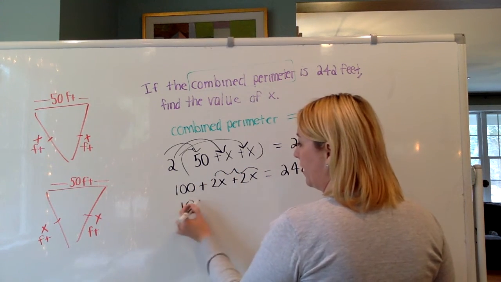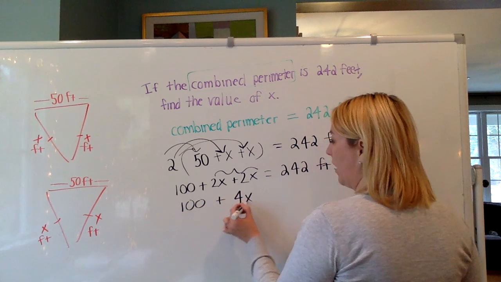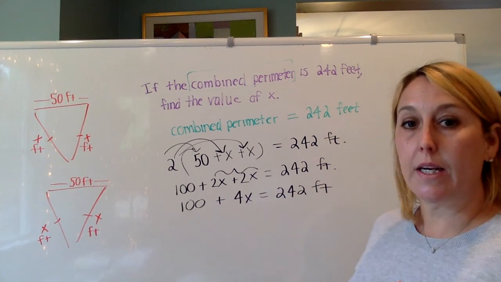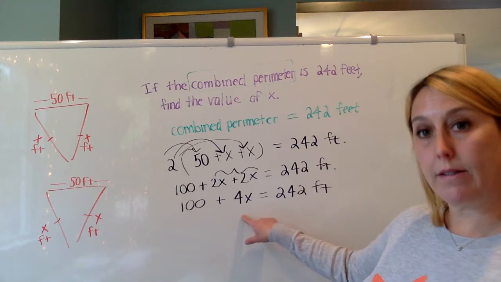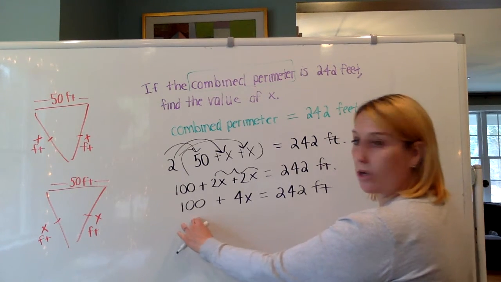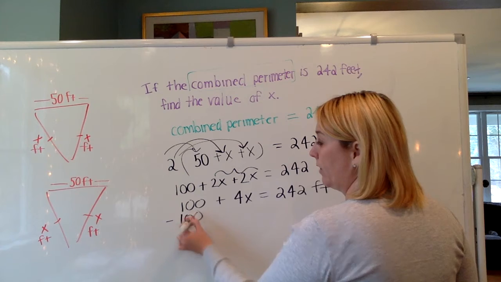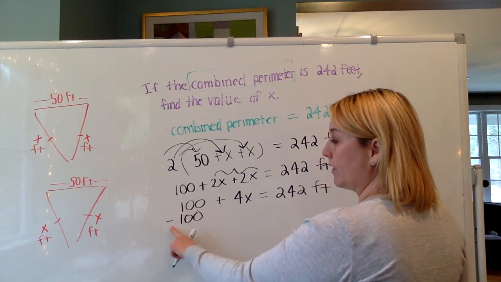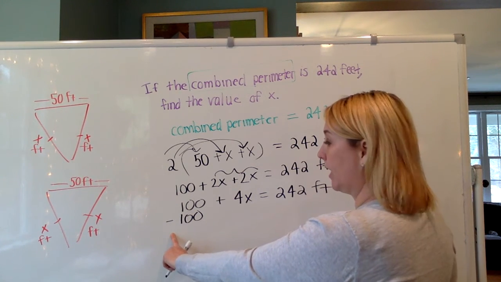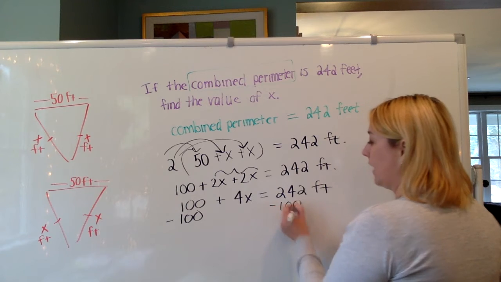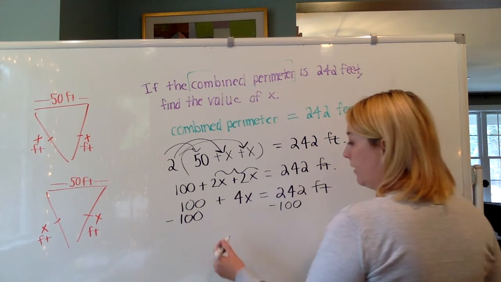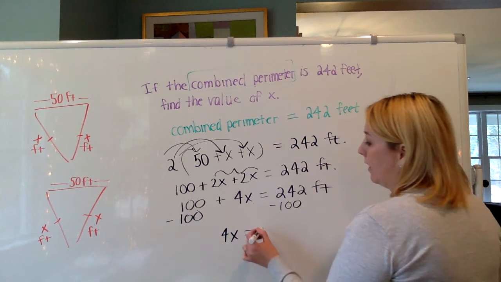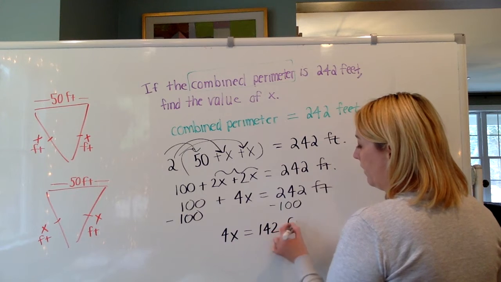Now I know I can combine like terms here, right? So I have 100 plus 4x equals 242 feet. Now remember, the name of the game is always about isolating the variable. So I want to get rid of this constant. How do I get rid of positive 100? Well, I subtract 100. 100 minus 100 is 0. When I have a positive, I use its opposite: I use negative 100 to get it to 0. But if I subtract 100 on that side, I need to subtract 100 on the other side. So now I have 4x equals 242 minus 100, which is 142 feet.